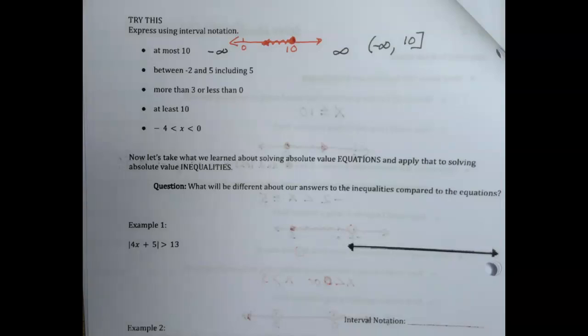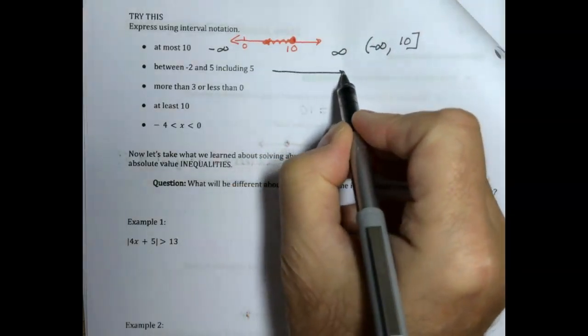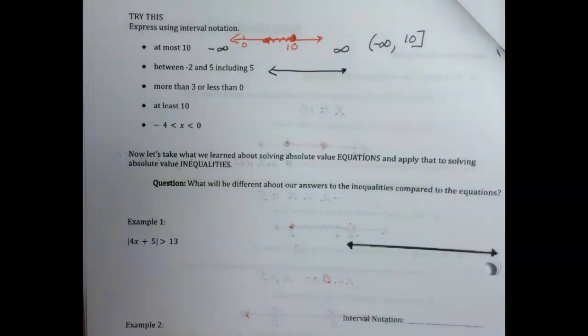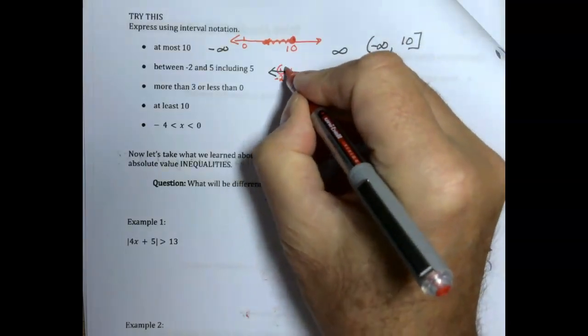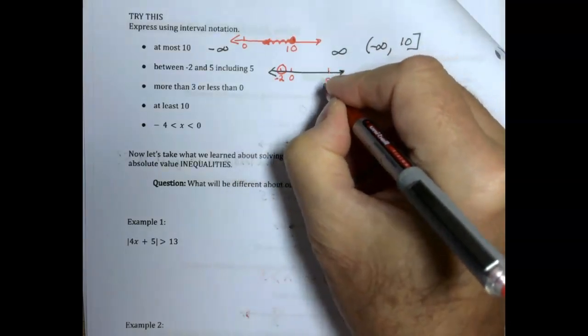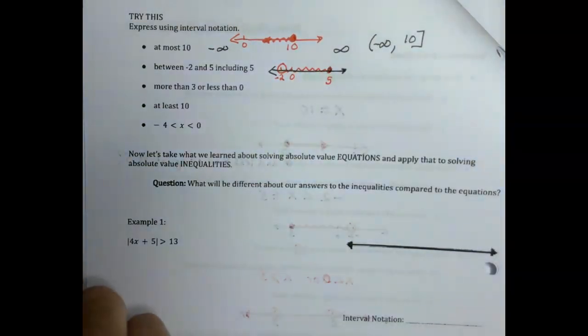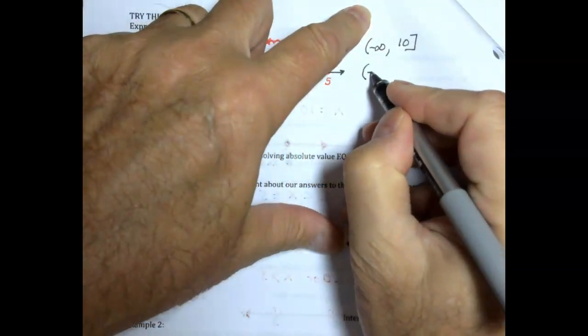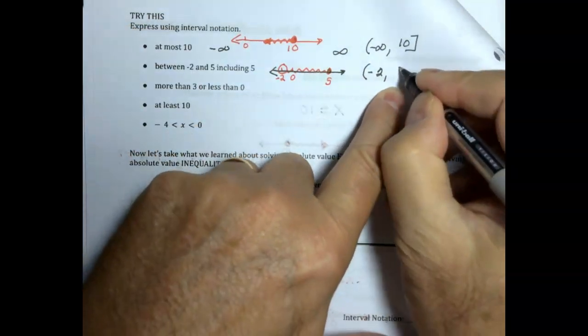Between -2 and 5, and putting in closed circle. So open circle at -2, and closed circle at 5. So it will be a parenthesis at -2 because it's not a solution, and the 5 would be a bracket because it's included.